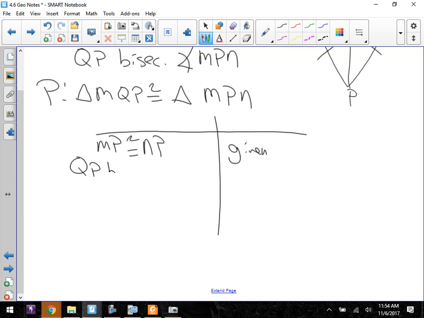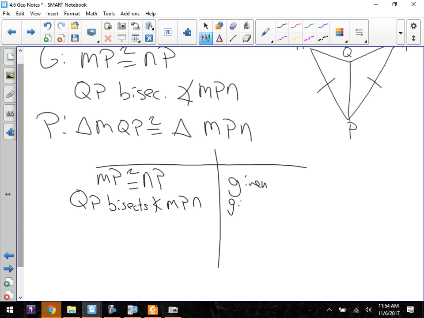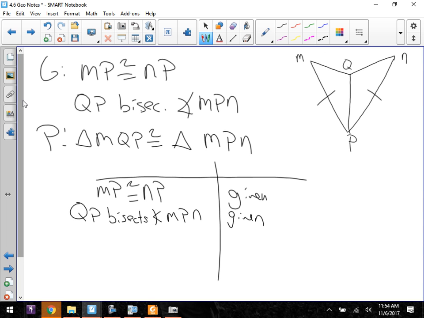QP bisects angle MPN. Where is that angle? The bottom of the diagram. The bottom, yeah. Now, some of you guys wrote that down, but then you wrote down the wrong angle. You wrote down the wrong angles that were marked up.